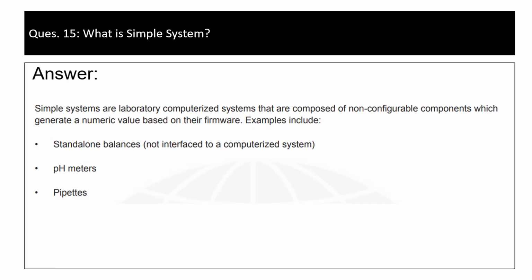Question number 15, what is simple system? The answer will be, simple systems are laboratory computerized systems that are composed of non-configurable components which generate a numeric value based on their firmware. For example, standalone balances, pH meters, pipettes.